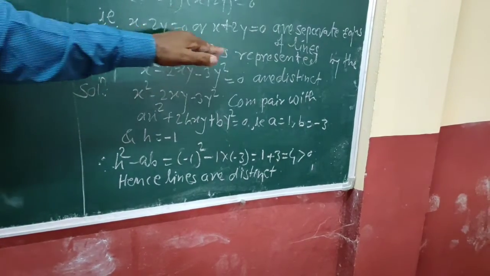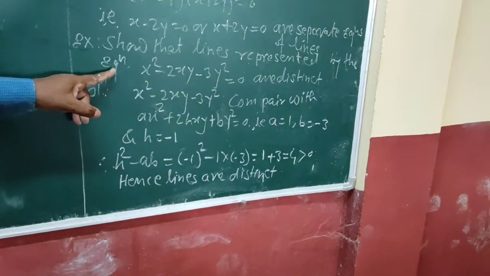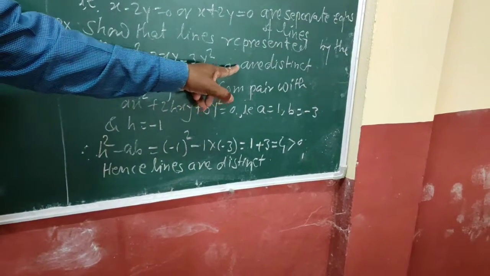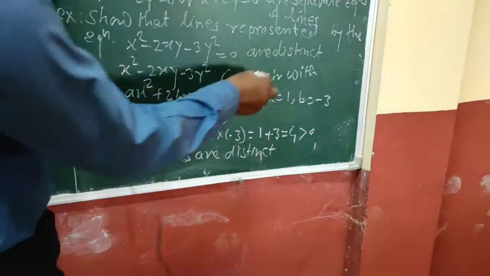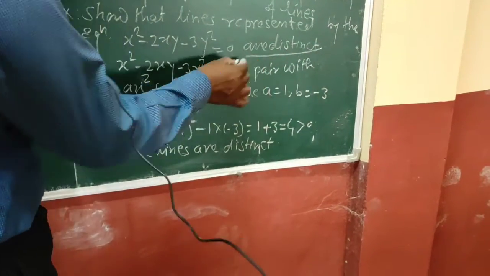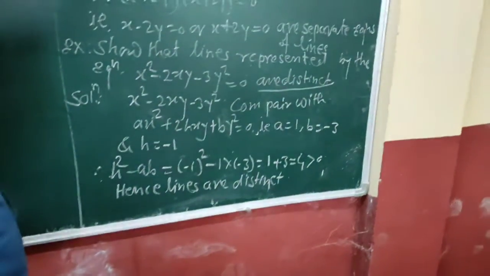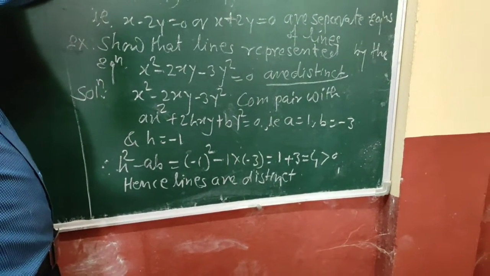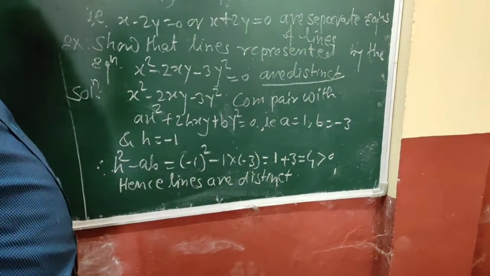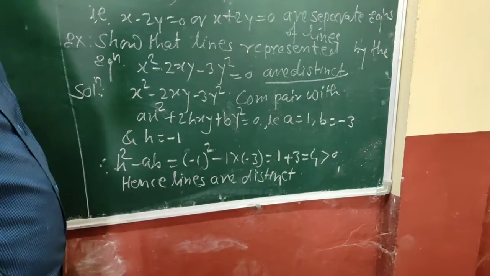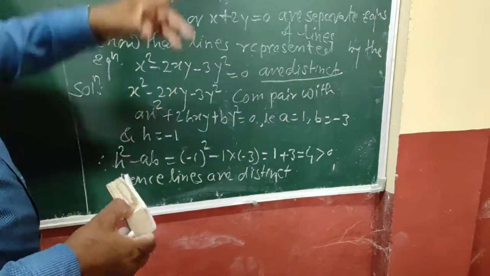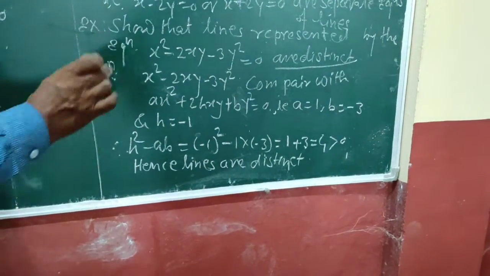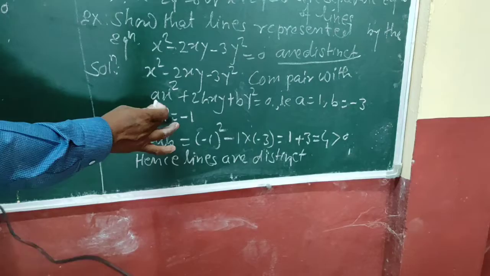Then we come to the second problem. Show that the lines represented by the equation x square minus twice xy minus thrice y square is equal to 0 are distinct. It means we want to apply a condition. What is the condition for distinct lines? h square minus ab is greater than 0, and that tells us the lines are distinct lines.